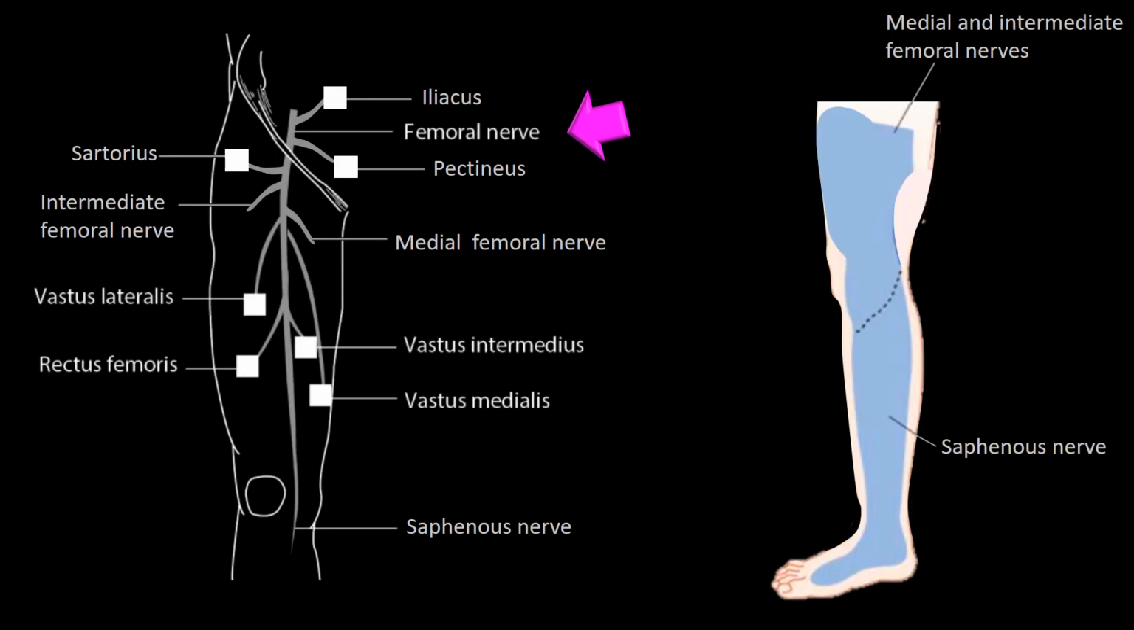The femoral nerve supplies cutaneous sensory fibers to the anterior thigh through the medial and intermediate femoral nerves, and it also provides sensory to the medial leg and foot through the saphenous nerve. The femoral nerve also supplies sensory and motor fibers to the sartorius.